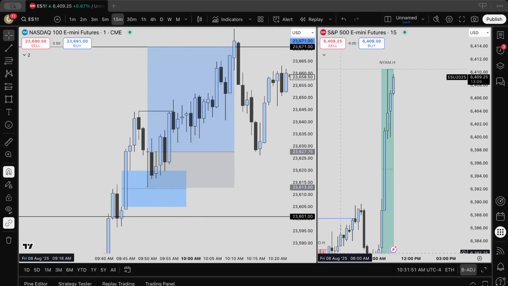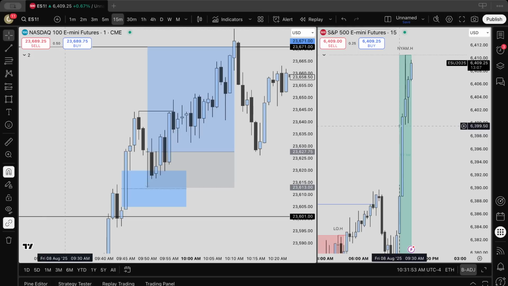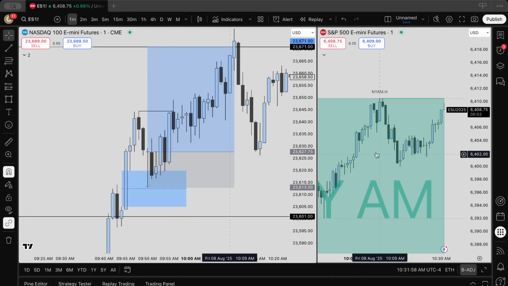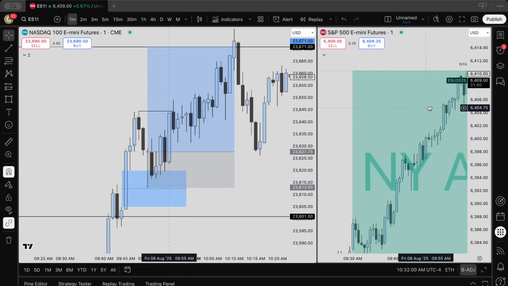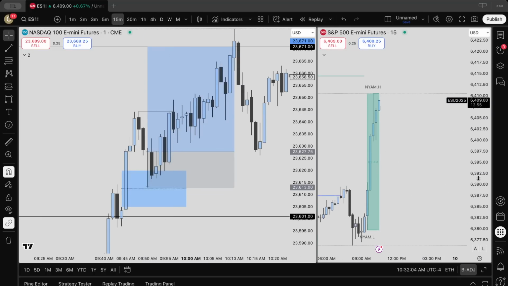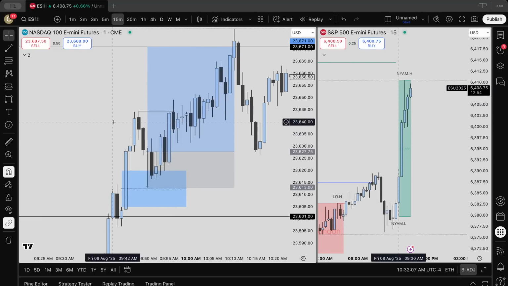I cut the trade because we took this high, and we were nowhere near that high on ES. So I was just like, I think we're still not at that high. So I was just like, okay, I don't really trust this trade. So I cut it there. I just didn't like it.